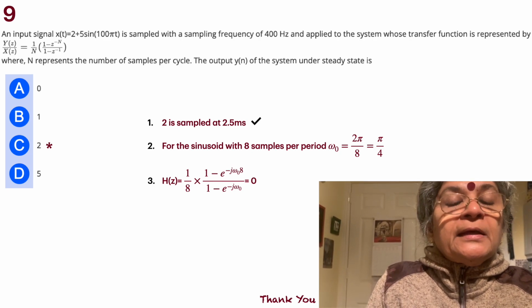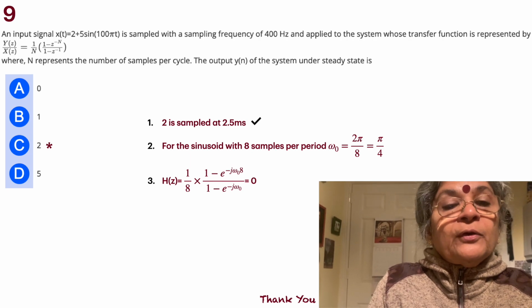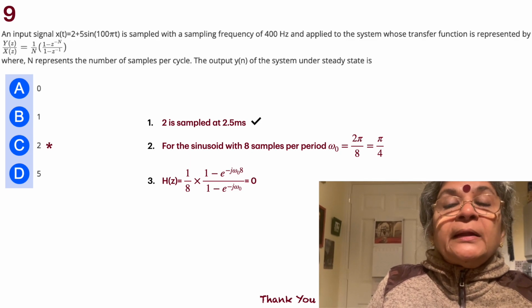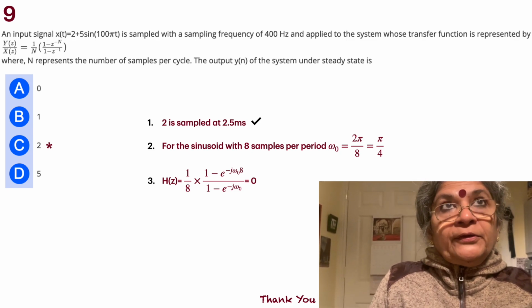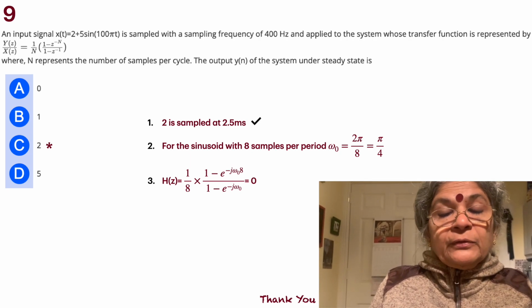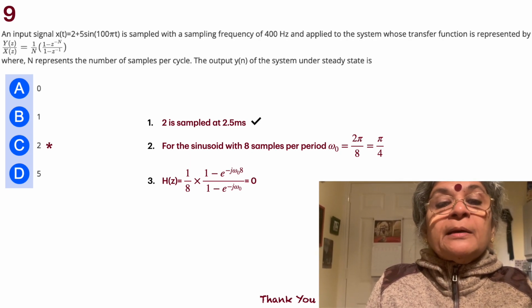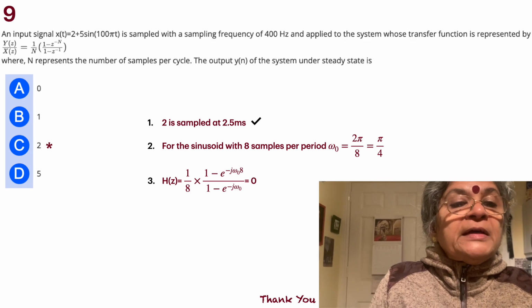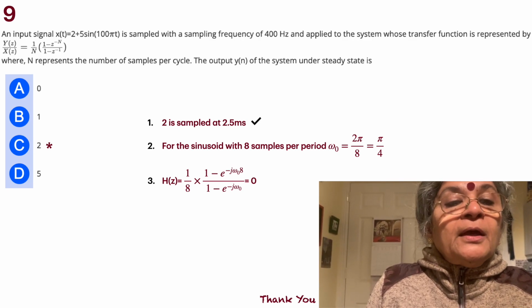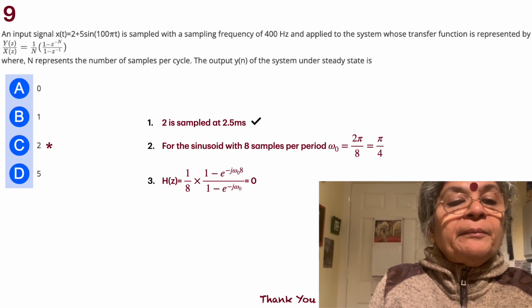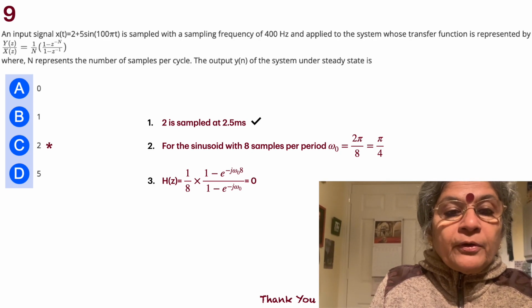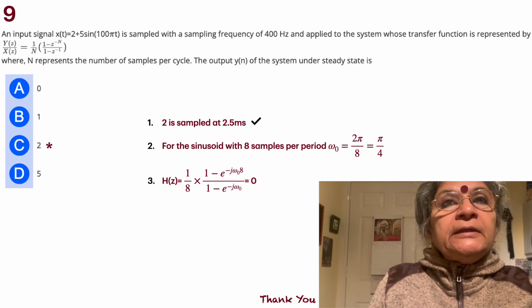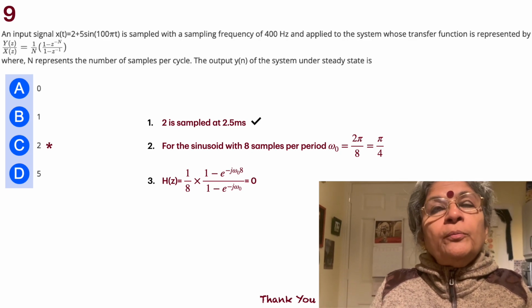What about the sine component? The omega part is 100 pi, that is equal to 2 pi f, so 50 hertz happens to be the frequency of the sinusoid component. It's going to be sampled at 50 into 8 times the frequency, because 400 hertz happens to be the sampling frequency. It is applied to the system whose transfer function is Y(z) by X(z) equal to 1 by N, (1 minus z raised to minus N) divided by (1 minus z raised to minus 1), where N represents the number of samples per cycle. When you are sampling such a sinusoid, the DC component, of course, is going to be sampled all through because 2 is remaining constant.